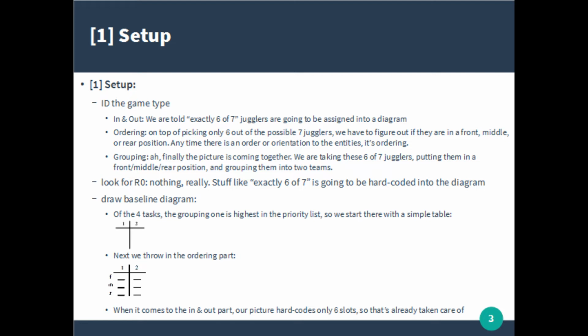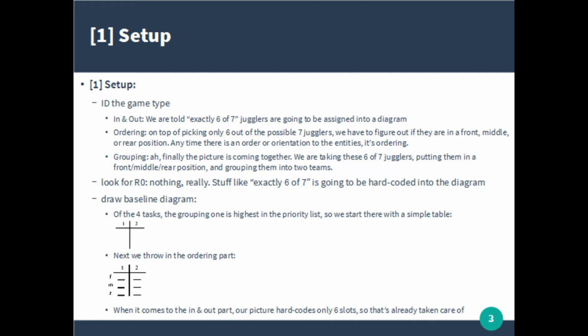But now that we've identified the 3 tasks, in and out, ordering, and grouping, the next thing I want to do before drawing my diagram is to look for a rule 0, and in this case, there's really nothing there that amounts to a rule 0. Stuff like exactly 6 of the 7 is going to be hard-coded into our diagram, so we don't have to worry about notating that separately. And so you'll see what I mean in a minute about the hard coding.